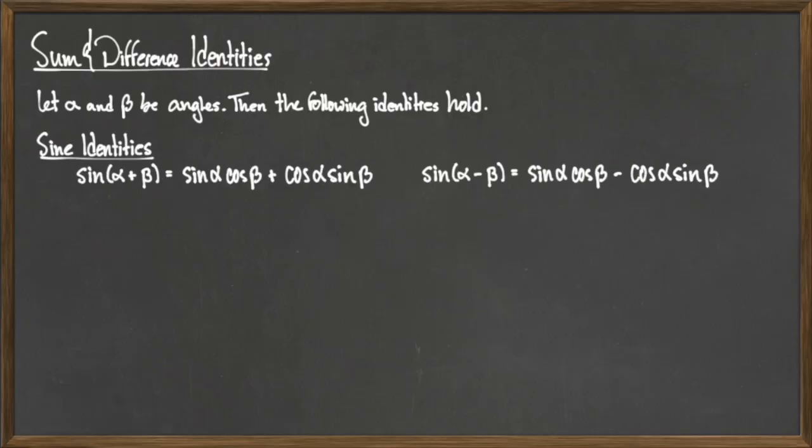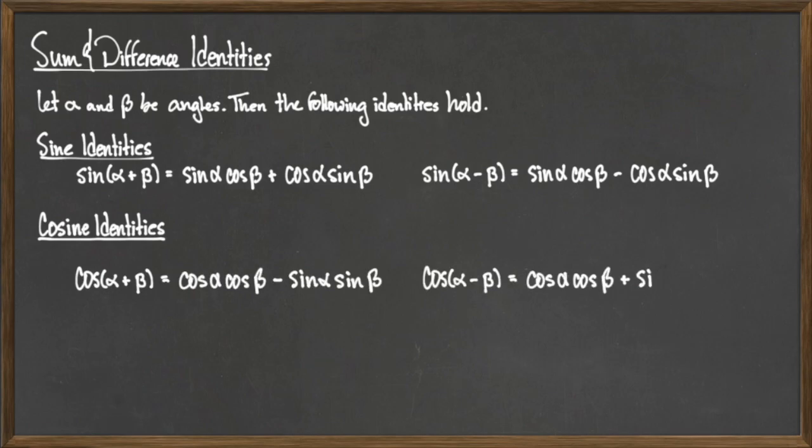The sine of the sum alpha plus beta can be represented as sine alpha cosine beta plus cosine alpha sine beta. And we also get a very similar identity for the sine of the difference between the angles alpha and beta. The only difference between this formula is a plus changes to a minus. We then get the following identities for the cosine of the sum and the difference of alpha and beta. Again, each expression looks pretty similar with the change of sign in the middle.